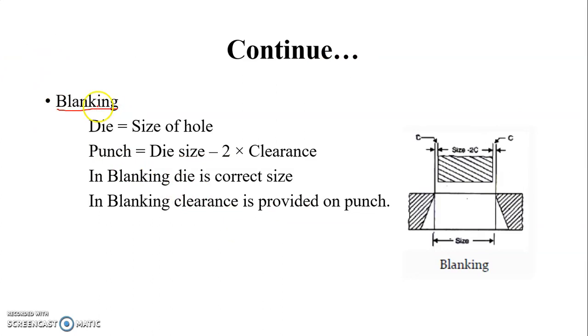For blanking operation, here also the size of the die is more than the punch, but here the die size is the size of the hole. For example, if we have to punch a 6 mm diameter hole, the die size will be 6 mm in blanking operation. As we know the punch size is lower than the die size, so we have to give the clearance on the punch in blanking operation. The punch size will be the die size minus 2 into clearance. In blanking, the die is the correct size, as I said, and in blanking, clearance is provided on the punch.